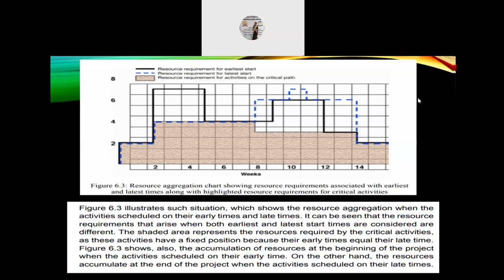Figure 6.3 also shows the accumulation of resources at the beginning of the project when the activity is planned on the early time. On the other hand, the resources accumulate at the end of the project when the activities are planned on their late times.